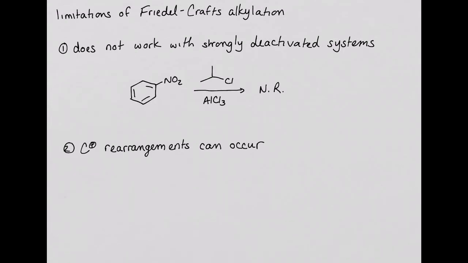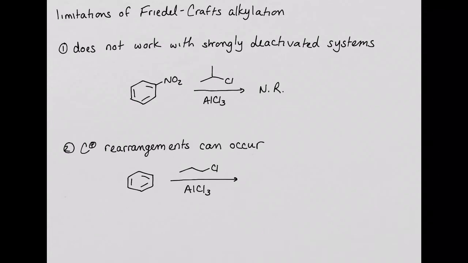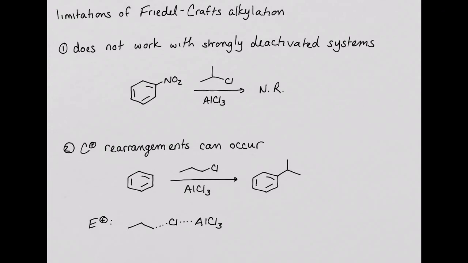Let's look at an example. If we treat benzene with this alkyl halide and aluminum trichloride, we will get the following product, which results from rearrangement. Initially, the electrophile that is formed looks like this. However, a simple hydride shift can create a much more stable carbocation. This is the carbocation that results in the product seen.